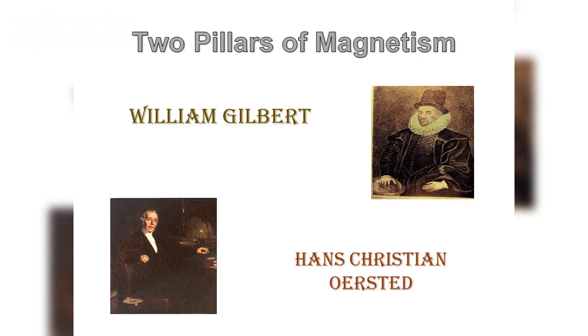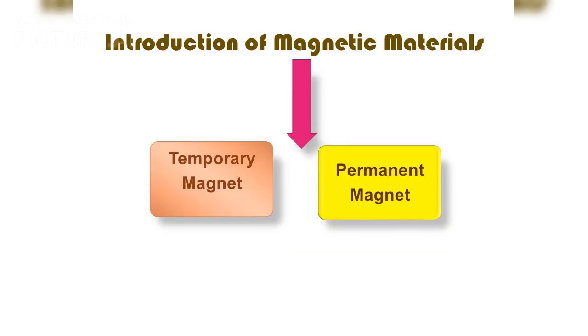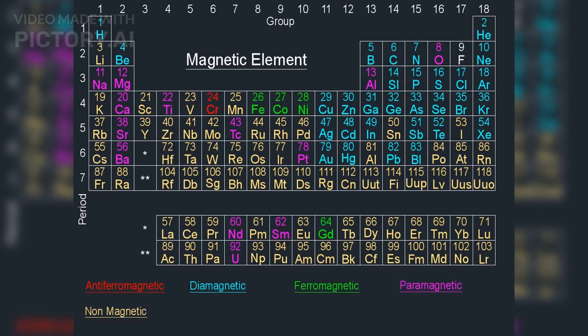William Gilbert and Hans Christian Ørsted are considered the two pillars of magnetism for their pioneering work in the field. Magnetic materials can be classified into two main categories: temporary magnets and permanent magnets. The periodic table highlights elements with different magnetic properties, including antiferromagnetic, diamagnetic, ferromagnetic, and paramagnetic materials.